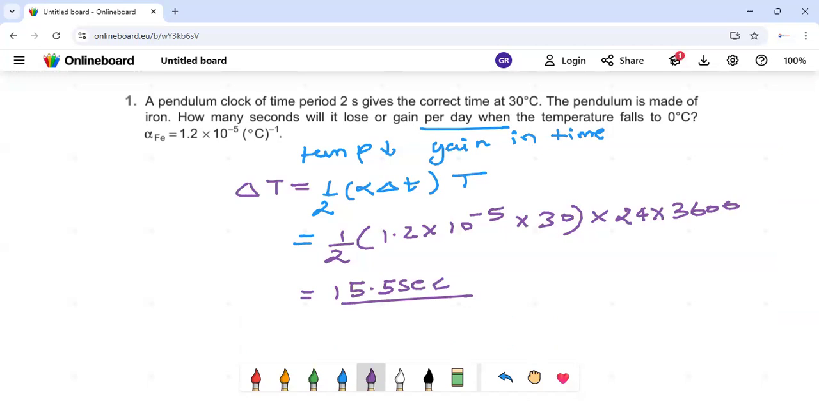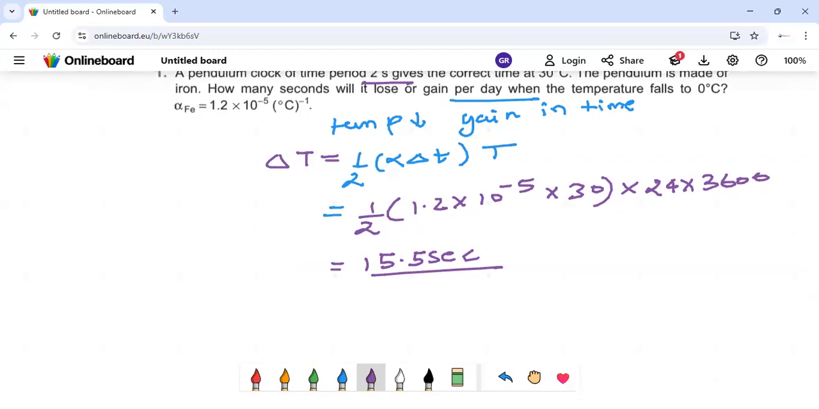Sir, in the formula you used capital T. Is that not the time period of the first oscillation? Capital T is the time in which you want the gain or loss. Suppose you want the gain or loss in one oscillation, you will use 2 seconds. Here they are asking for gain or loss per day, so that's why we have taken the total time in a day. If they ask what is the gain or loss in only one oscillation, then we will use this.